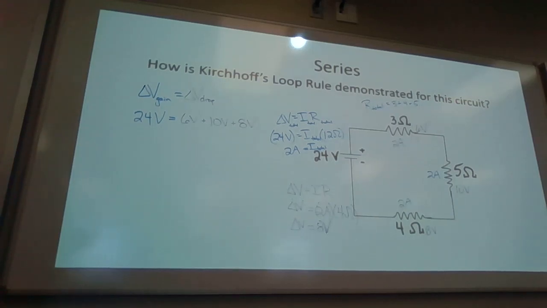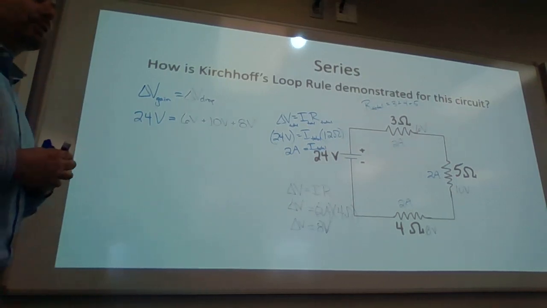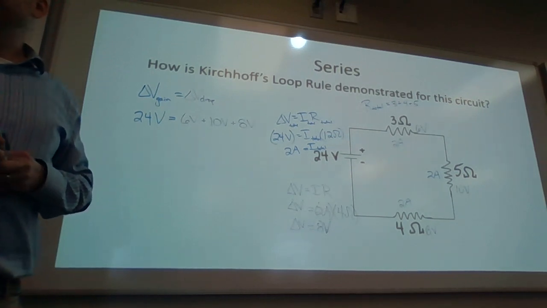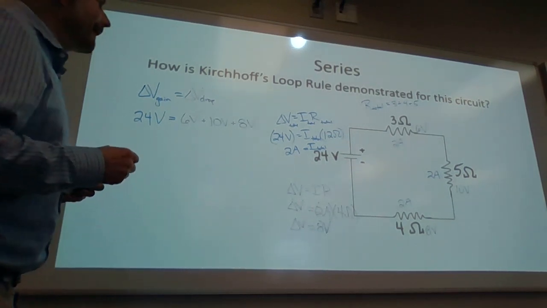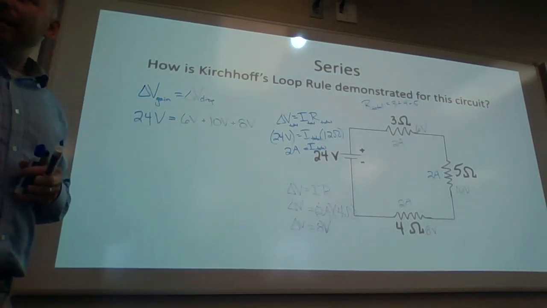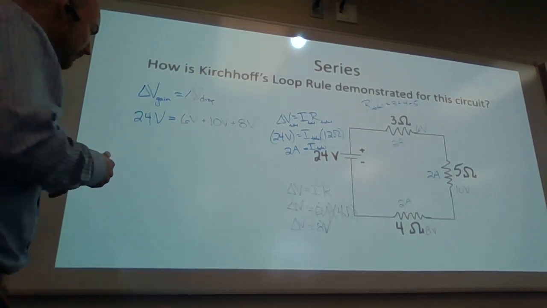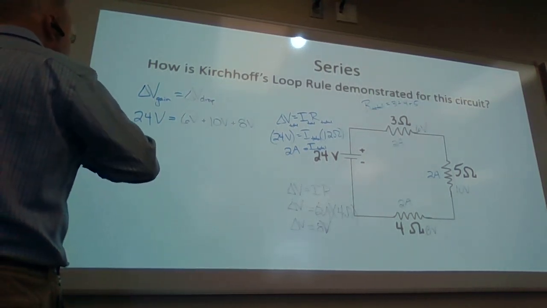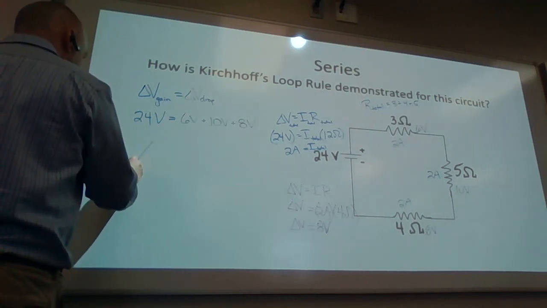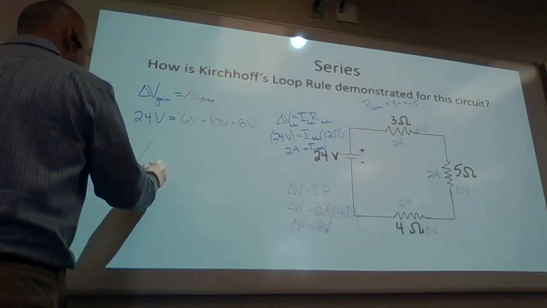Okay. And an analogy for this, I call it chutes and ladders. Voltage has to do with energy. This is like an extension of conservation of energy. The battery gives energy to the electrons. The resistors take energy away from the electrons. So the battery acts like a ladder. You're increasing your height. You have a 24 volt gain.